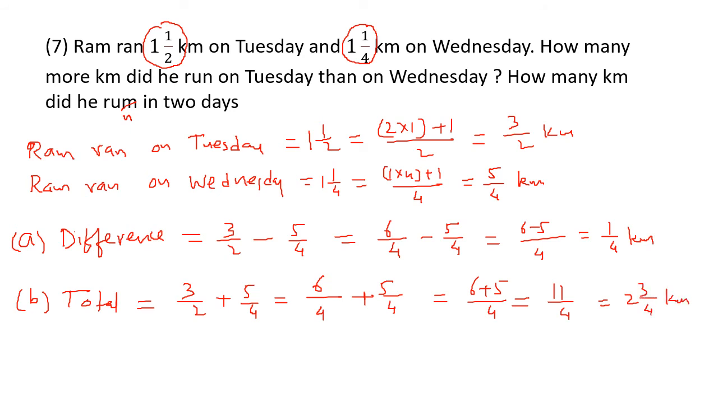So please don't forget to write the answer in words. You can take words from the question itself. What it says, how many more kilometers did he run on Tuesday than on Wednesday? You can write Ram ran 1 by 4 kilometer more on Tuesday as compared to Wednesday. And for the second part, you can write the total kilometers Ram ran was 2 whole and 3 by 4 kilometers. So I'm not writing those statements, but please don't forget to write those statements in your examinations.